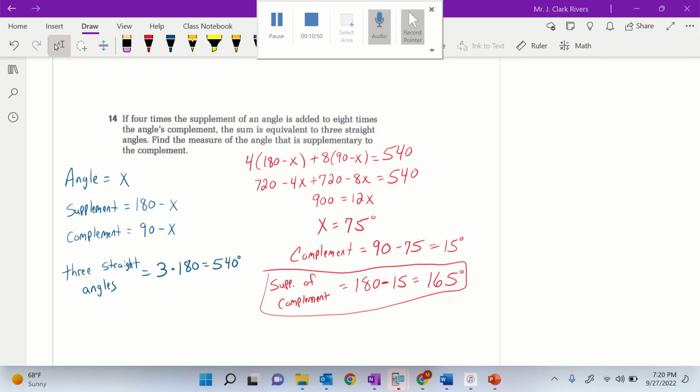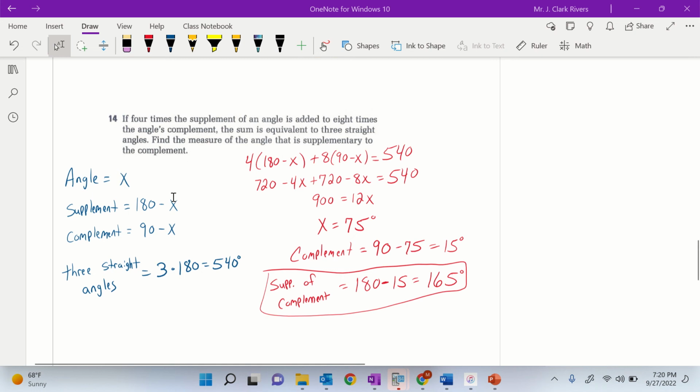Number 14. If 4 times the supplement of an angle is added to 8 times the angle's complement, the sum is equivalent to 3 straight angles. Find the measure of the angle that is supplementary to the complement. So I got the angle of x, I got the supplement 180 minus x, I got the complement 90 minus x, 3 straight angles, that's 3 times 180, which is 540.